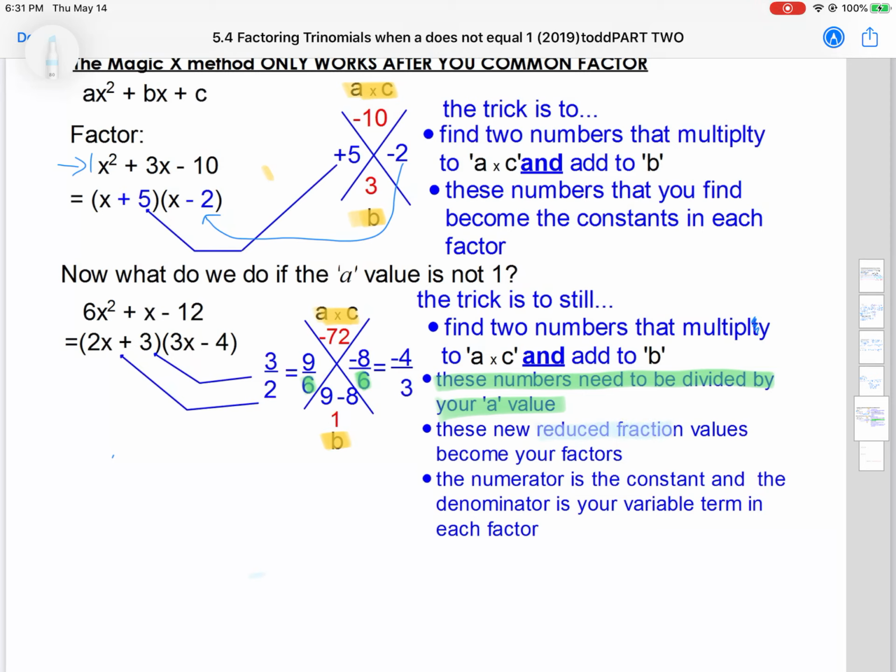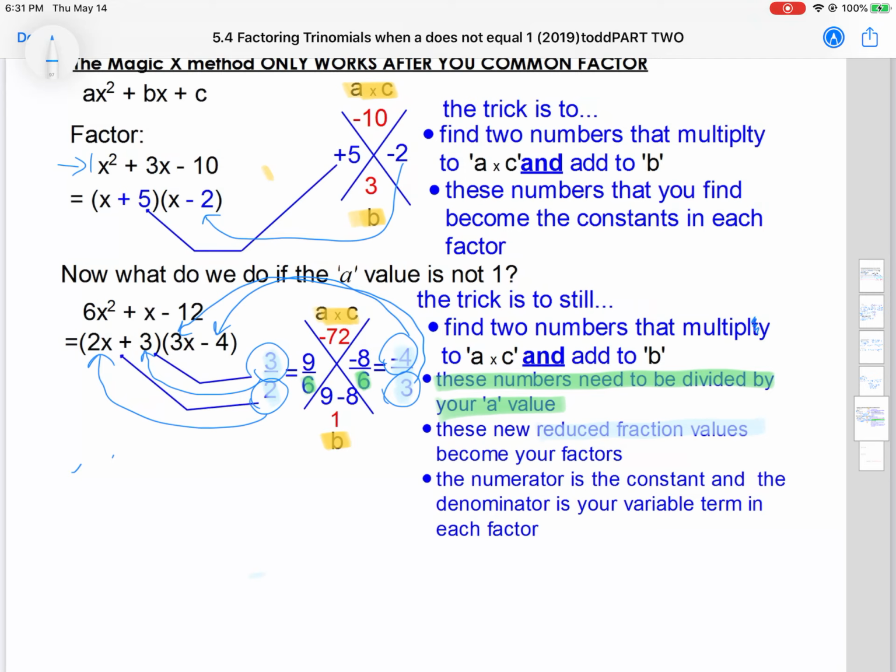You also have to reduce the values. So that's what this step is here. 9/6 can be reduced to 3/2. And -8/6 can be reduced to -4/3. So that's an important step. And you have to remember that the denominator goes with the x and the numerator becomes the number. So if you do it upside down, then you're going to get the wrong answer. So here, the 4 goes at the end, the numerator, and the denominator, or the bottom, goes with the x. So that's also something you have to remember.